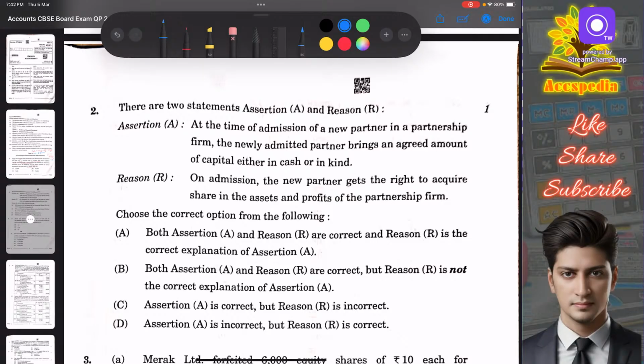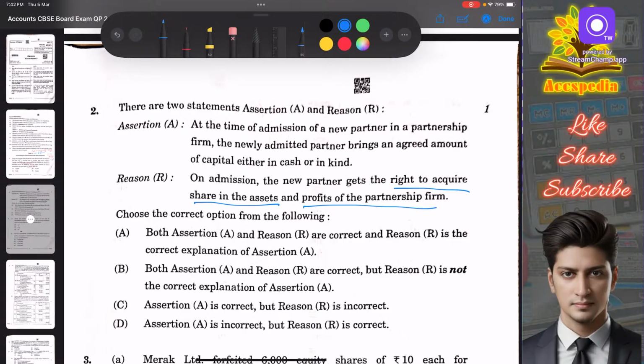And the second question is, at the time of admission of a new partner in a partnership firm, the newly admitted partner brings an agreed amount of capital either in cash or kind. It's true. So at the time of admission of a partner, generally a partner brings some agreed amount. Why does he bring it? Okay, on admission, the new partner gets the right to acquire the share in assets and the profits of the firm. Of course, it is also correct.